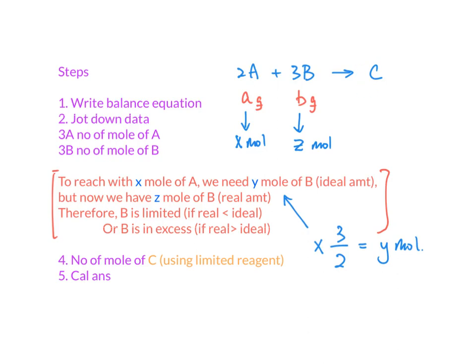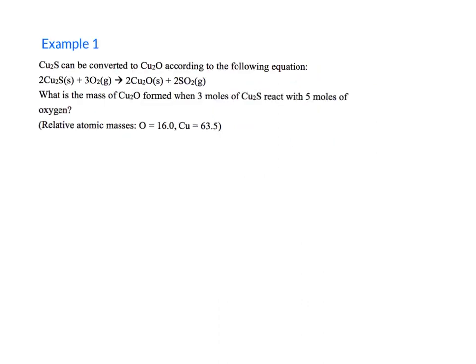Okay, so let's move on to some examples. I've got 4 examples for you. For the first one, you can pause the video, have a look at the question, try to do it first, and then we check it together. So this one, we have an equation which is 2Cu2S plus 3O2 gives 2Cu2O plus 2SO2, given right there.